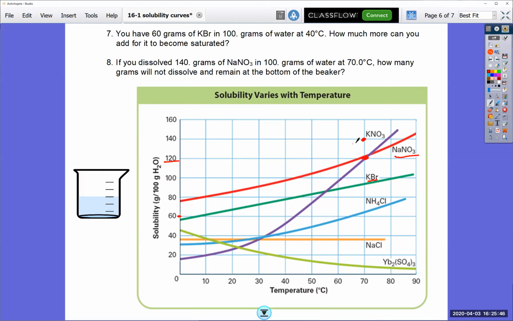Well, what does that mean? That means 140 minus 120, and that's about 20 grams there. That's how much will not dissolve. So if you get a beaker of this stuff and you put in 140 of it, you're going to have 20 grams sink to the bottom of that beaker. So 20 grams is how much will not dissolve in that beaker. So that's what that means. If you go over the line, however high you go over the line will determine how much will not dissolve and will just simply sink to the bottom of that beaker.